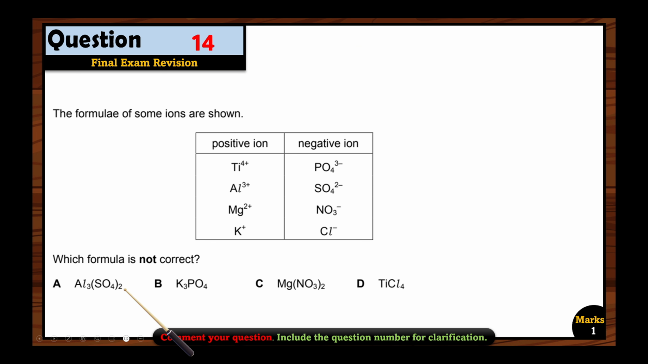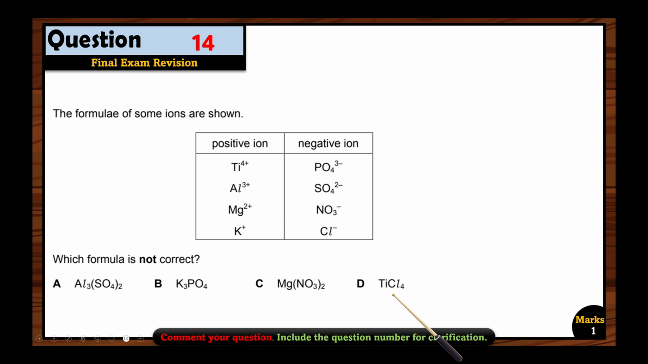So can you see here? No, that's not right. So it means option A is wrong. The other options you don't have to look at. But even if you want to look, you will see that these options are correct. So only Al3(SO4)2 is wrong, because it should be Al2(SO4)3, right? Not 3 or 2. Okay. So option A is not correct.